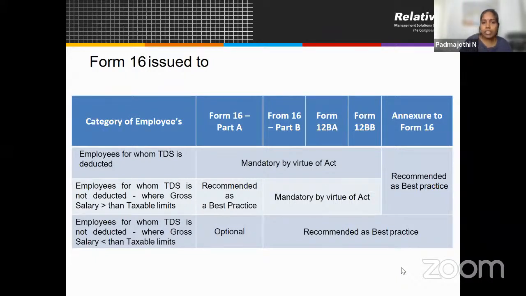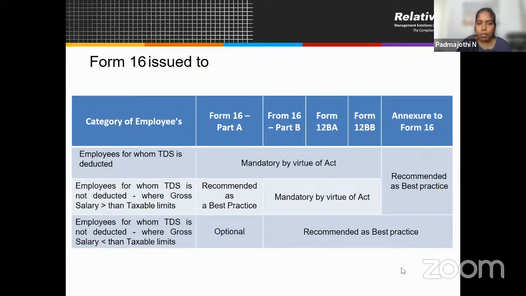Next we are going to see about the Form 16 that we are going to issue, to whom it has to be done. We have categorized everything: under which category of employee we have to issue the Form 16 or not. Employees for whom TDS is deducted. For example, if I'm deducting TDS for an employee, then it's mandatory to issue the Form 16 and all the forms.